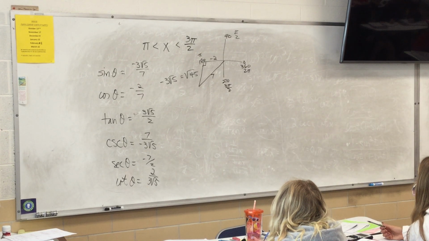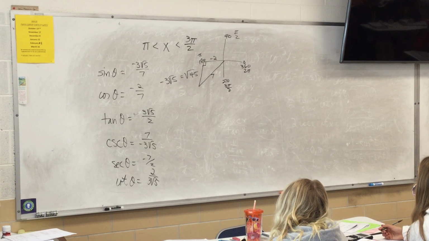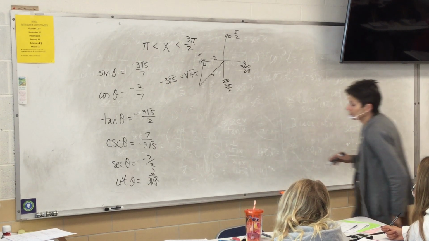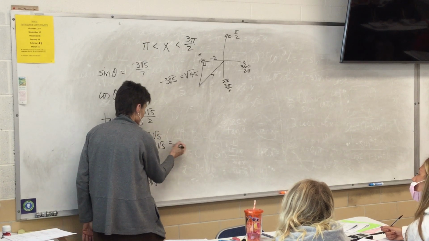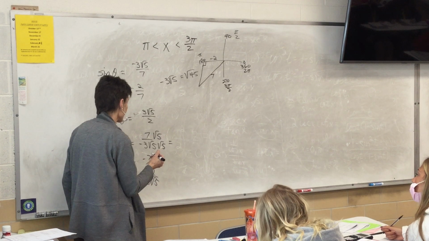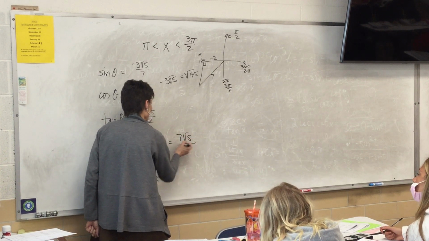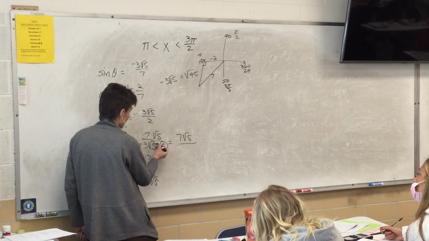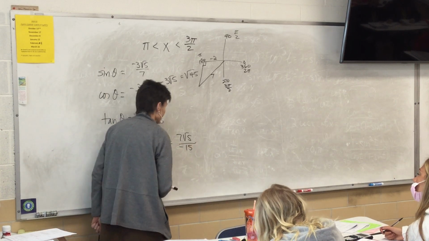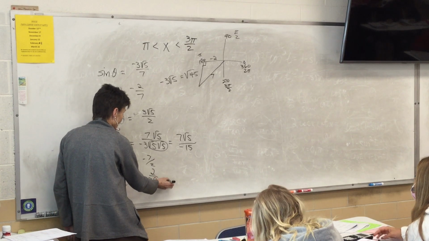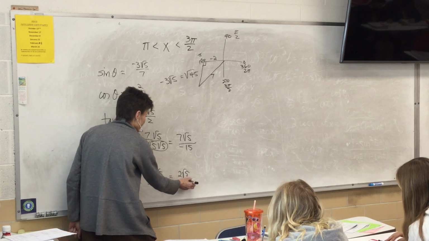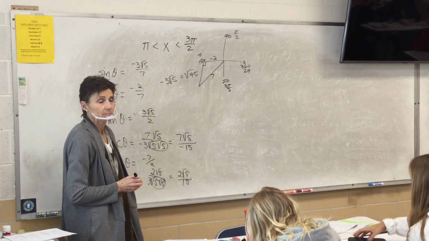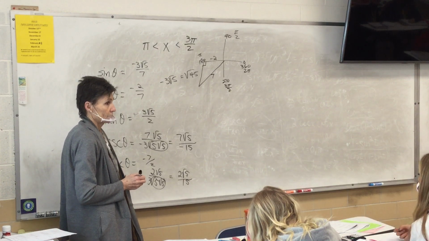Now, let's rationalize those ones that have radicals in the bottom. So, let's see. This one right here, remember we just multiply top and bottom by root 5. So that's 7 root 5. Now watch it. What do these two make? 5. So that's -15. And similarly here, it'll be 2 root 5 over 15. Okay?